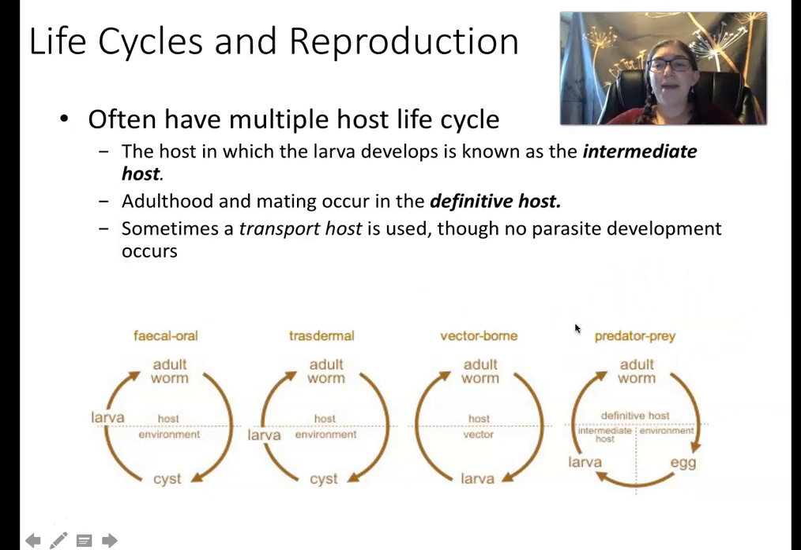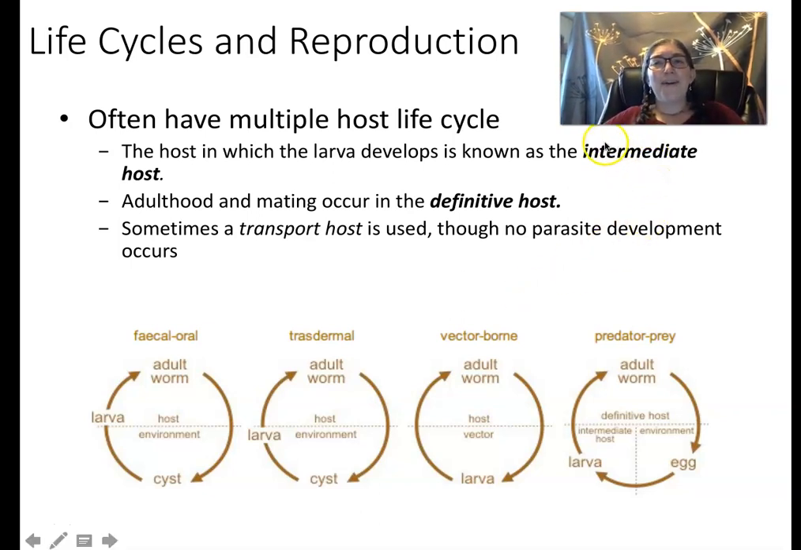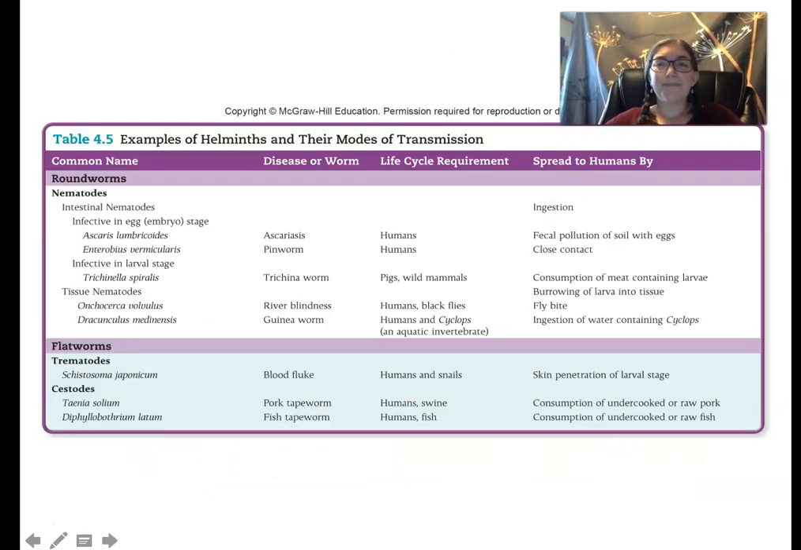So they might infect a mouse, and then the mouse gets eaten by a cat, and now the cat is infected. The definitive host is the one where the adult life stage is reached, where the helminth becomes an adult worm. If there are two hosts, the one where it stays in the larval stage is the intermediate host. We'll talk about tapeworms being a classic example of a two-host life cycle, where the cow and pig serve as the intermediate host and humans serve as the definitive host.